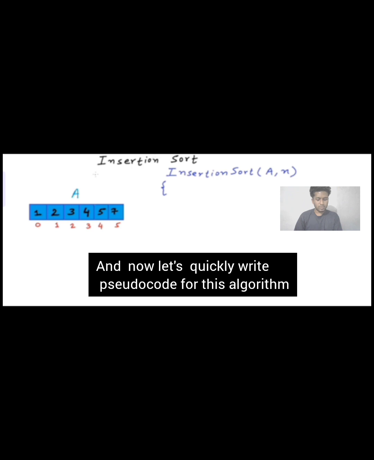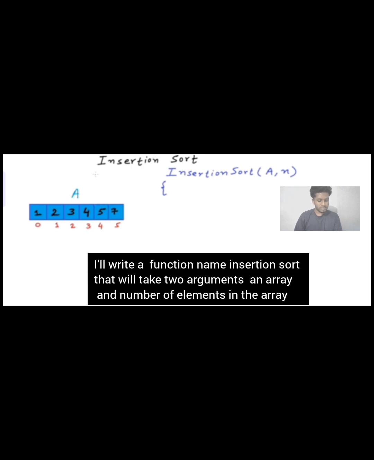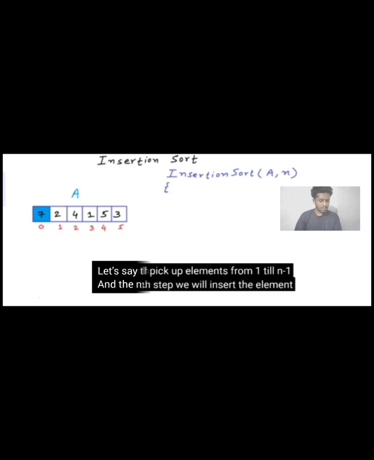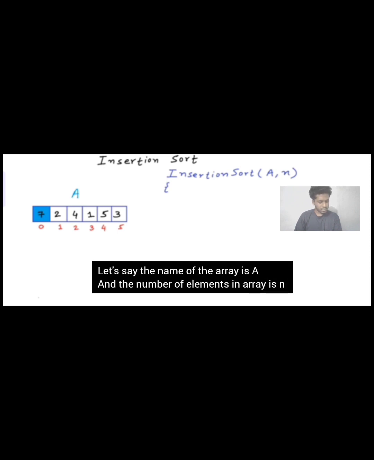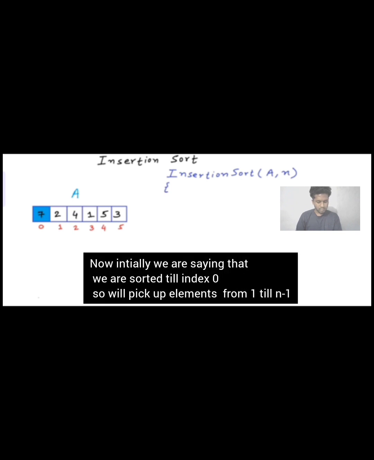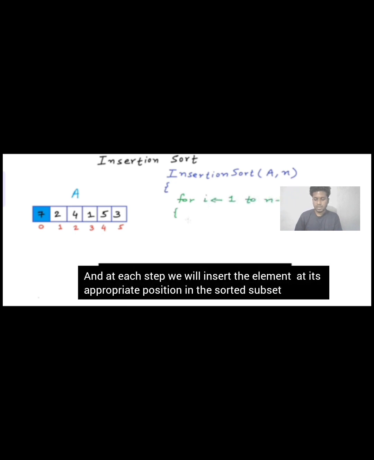And now let's quickly write pseudocode for this algorithm. I will write a function named insertion sort that will take 2 arguments, an array and the number of elements in the array. Let's say the name of the array is A and the number of elements in the array is n. Now initially we are saying that we are sorted till index 0. So we will pick up elements from 1 till n-1, and at each step we will insert the element at its appropriate position in the sorted subset.